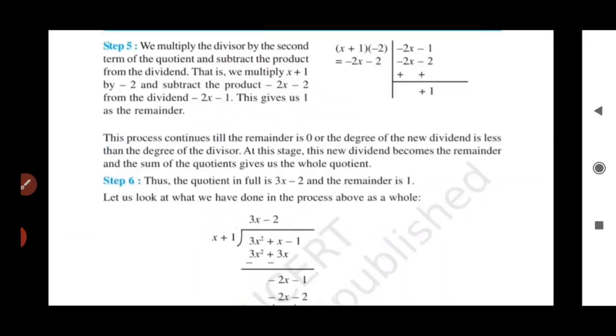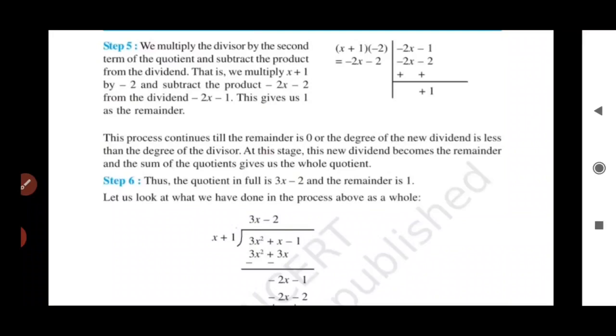Step number 5. We multiply the divisor by the second term of the quotient and subtract the product from the dividend. That is, we multiply x plus 1 by minus 2, and subtract the product minus 2x minus 2 from the dividend minus 2x minus 1. This gives us the remainder. Step number 6. The quotient in full is 3x minus 2 and the remainder is 1.